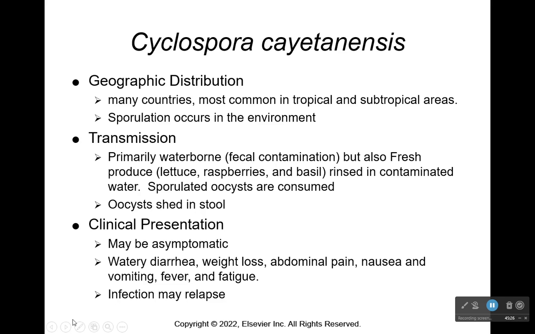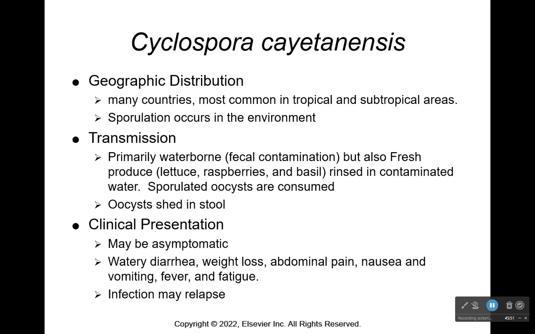waterborne. This one, though, has been found in produce. Generally, it's if you don't wash. The problem with this one is you wash your produce, but if the water's contaminated, it doesn't matter. You're washing the produce with contaminated water. Produce that it has been found more commonly in, for some reason, are raspberries, basil, and lettuce.